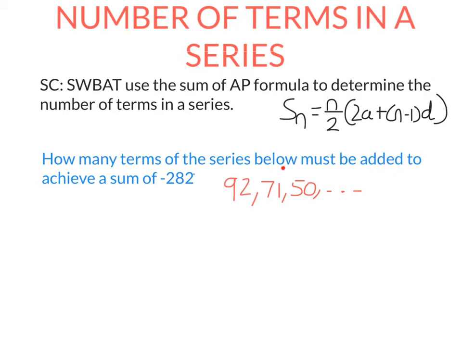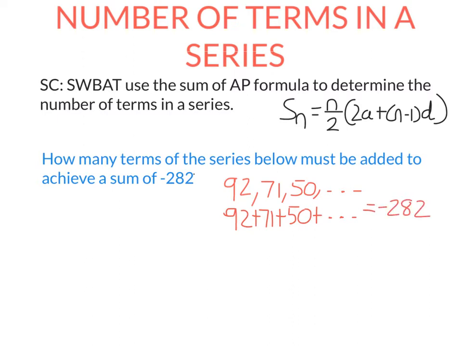How many terms of the series below must be added to achieve a sum of negative 282? So this is an arithmetic sequence because there's a common difference of minus 21. Each term is 21 less than the last. So what I'm saying is if I take the series 92 plus 71 plus 50, and I keep adding terms, how many will I need to add up in order to get minus 282?